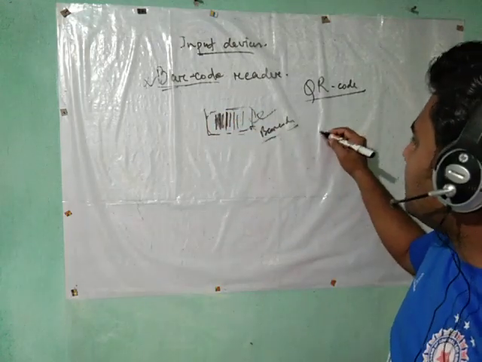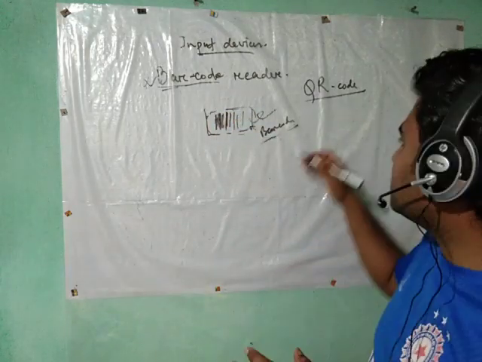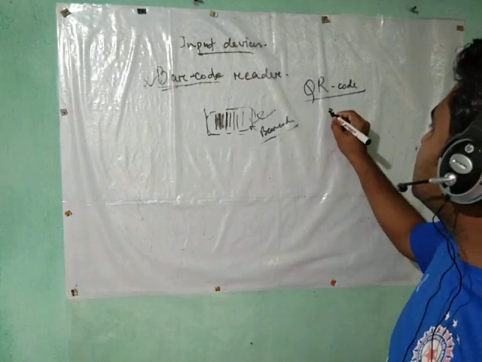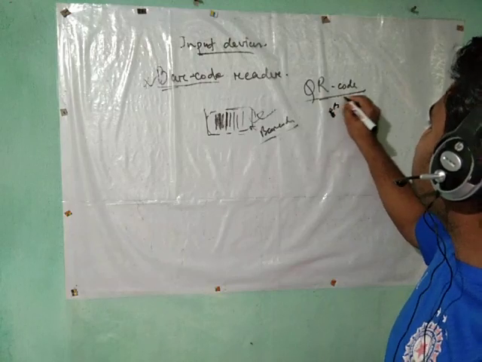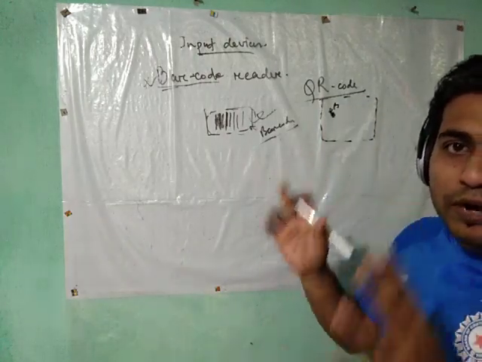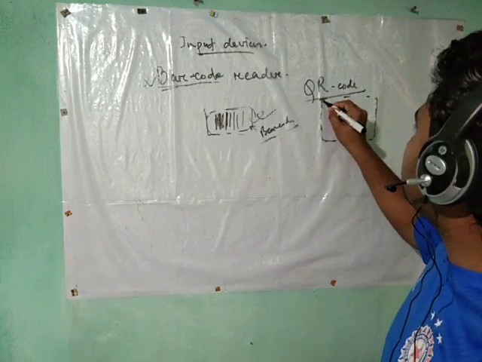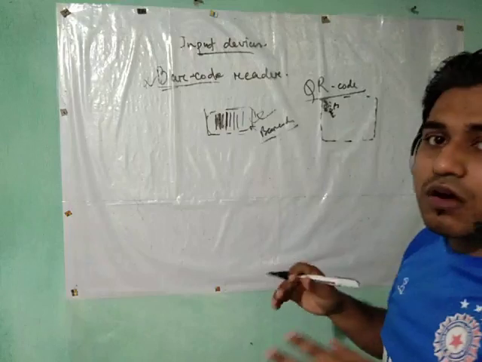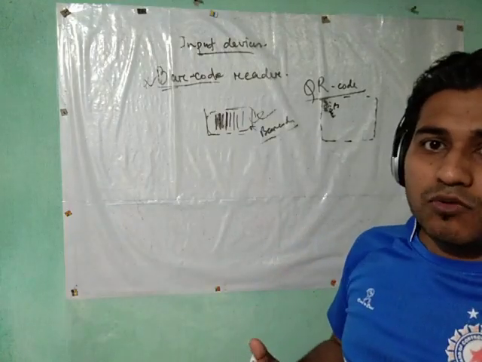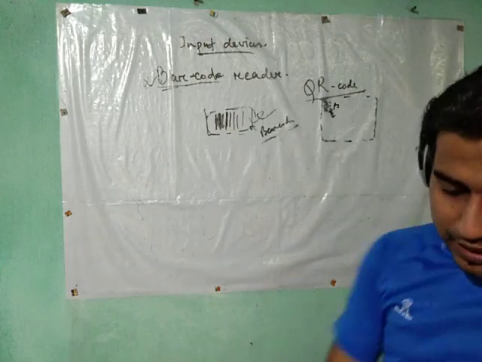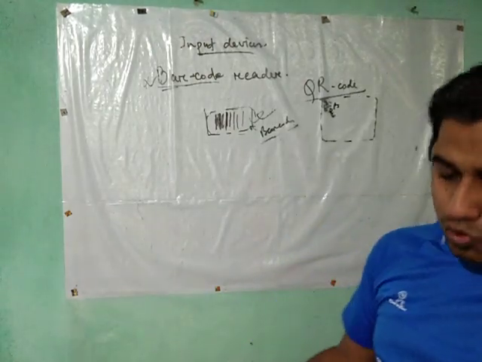But here there are some kind of digital symbols, and it is very difficult to show here. Actually you will see this type of symbol in a square form. Inside a square there are several dark spots. Some spots are almost vacant. Have you seen? Now I would like to show you the barcode.